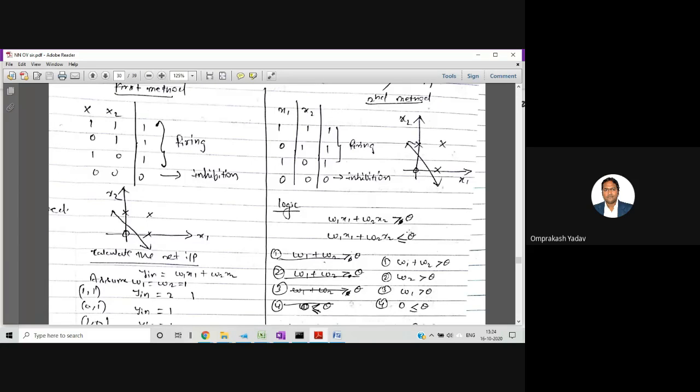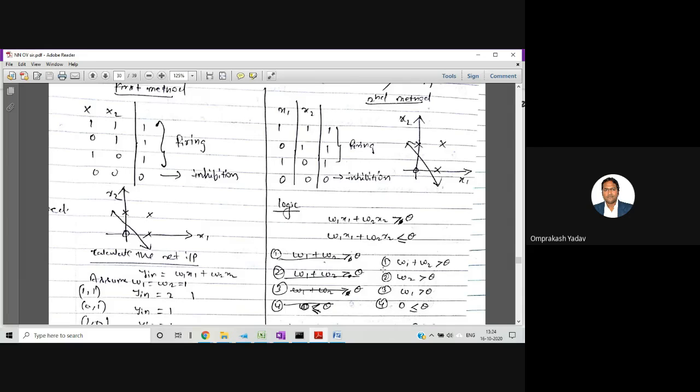So in this particular part, I've taken what? W1 x1 plus W2 x2 greater than theta. So it's okay. The next will be W1 x1 plus W2 x2 less than or equal to theta. So this will be the inhibitory condition. So for the first three cases, we are getting excitatory, and for the last one, we are getting inhibition.